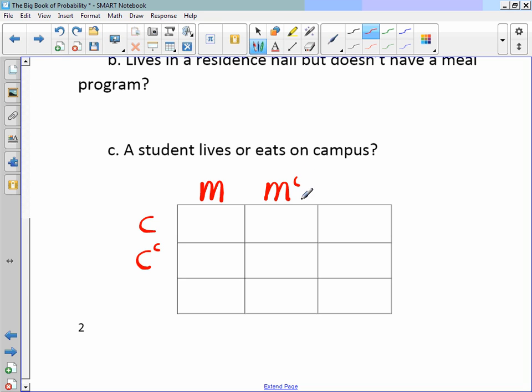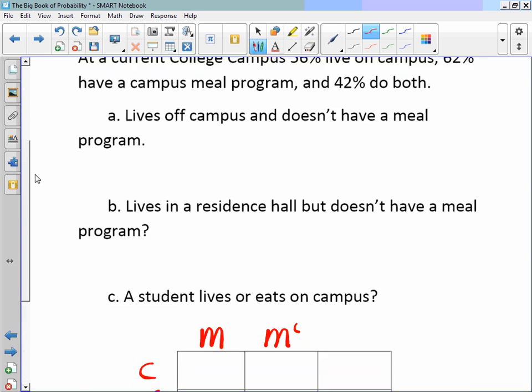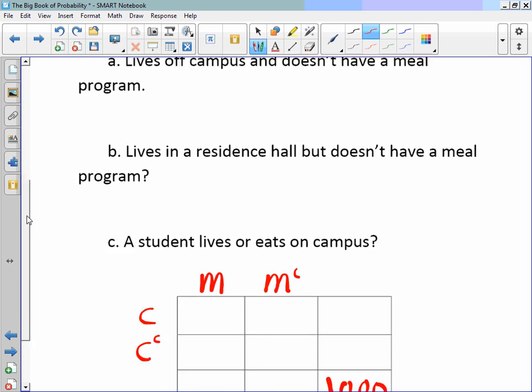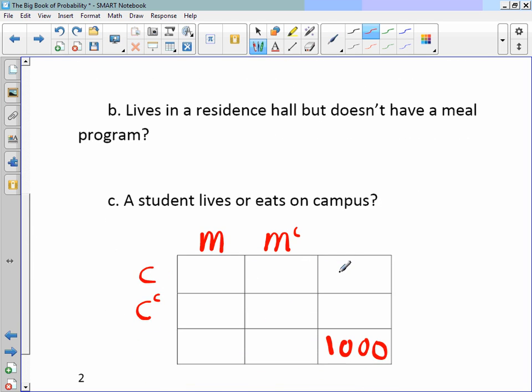All right, now you can put the meals over on this side and the campus up here. It doesn't matter. That's the beauty of this. All right, now let's fill it in. So current campus, 56% live on campus. So the total here for campus people is 56%, which is 560. Right? Okay, so right away I'm already doing math in my head and I'm saying that's got to be 440, right? The total up to 1,000.